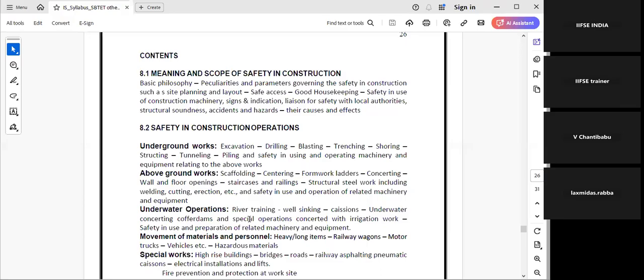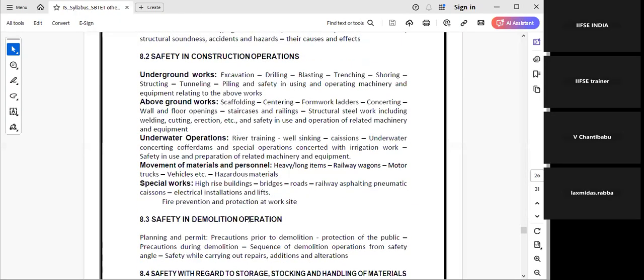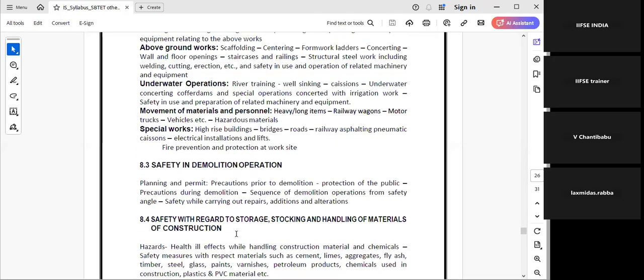Okay. So here we cover various kinds of activities under this construction safety. Broadly, we talk about the works which will happen underground and above ground, and a few works which happen in underwater operations, etc. Then we also talk about safety in demolition, which is a crucial topic.